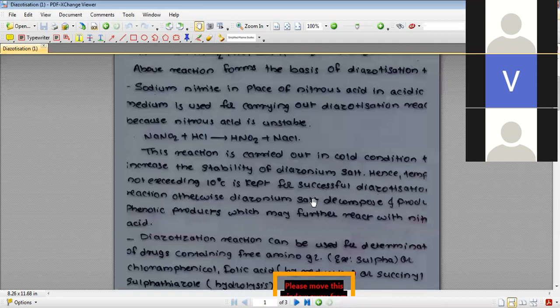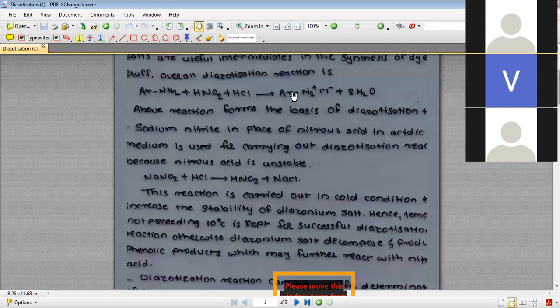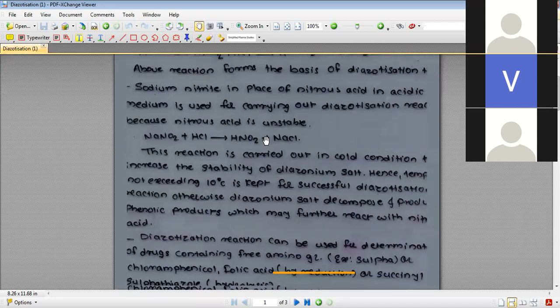Otherwise, the formed diazonium salt will undergo decomposition and it will get converted into phenolic product, which may further react with the nitrous acid. So for maintaining the stability of the formed diazonium salt, we are going to maintain the conditions at 10 degrees centigrade. That is, we are going to perform the titrations in cold conditions. If we do not maintain cold conditions, the diazonium salt will get decomposed. It will get converted into phenolic form, and the formed phenol will then react with the nitrous acid, and we will not be able to get the dyestuff. So this is the basic principle.